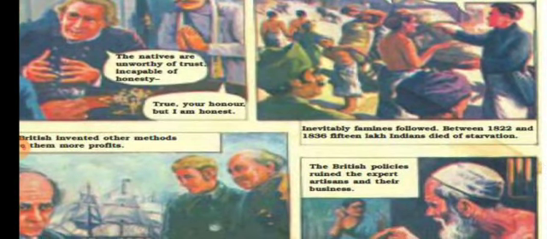But inevitably, famine followed between 1822 and 1836. 15 lakh Indians died of starvation. The British policies ruined the export industry and their business. Still, the British invented other methods which gave them more profits. The goods manufactured in England should not have any import duty when brought into India. A good deal. The East India Company laws began to cripple Indian industries.